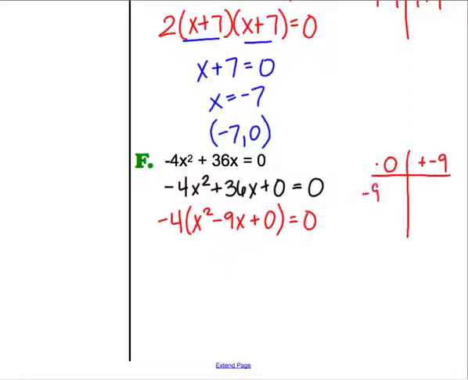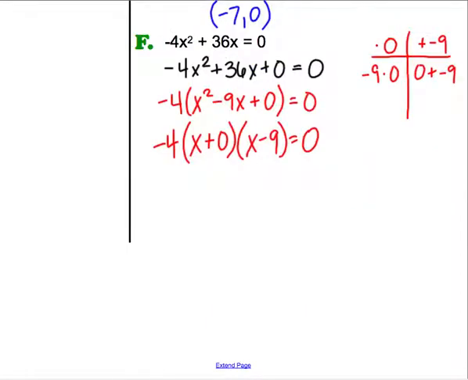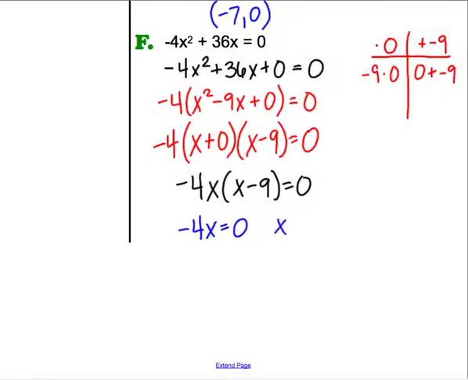So that means I'm going to take negative 9 times 0, because 0 plus negative 9 does equal negative 9, which means my factored form has the negative 4 up front, and we have x plus 0 times x minus 9. And if you recall, the nice part here is we can simplify, and this is why it was so important that we simplified last week when we talked about these. So this ends up being negative 4 times x minus 9 equal to 0. So now this means that either negative 4x equals 0 or x minus 9 equals 0. This one, x equals 9, which means 9, 0 is your ordered pair.